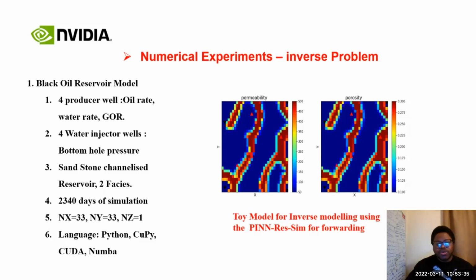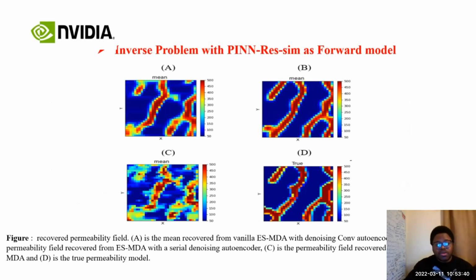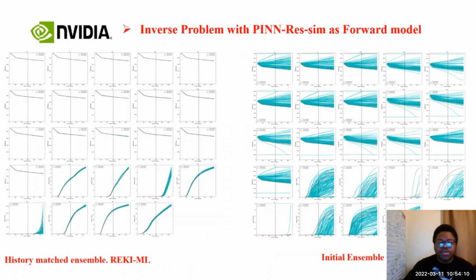So this is the toy model I want to recover. Panel C is without any fancy deep neural network parameterization. Focus on panel B. Panel D is the true model, and panel B is the one recovered, in this case using ESMDA or RecI. It's almost similar, but I think this was for ESMDA. And then the denoising convolutional autoencoder was used to get that recovery.